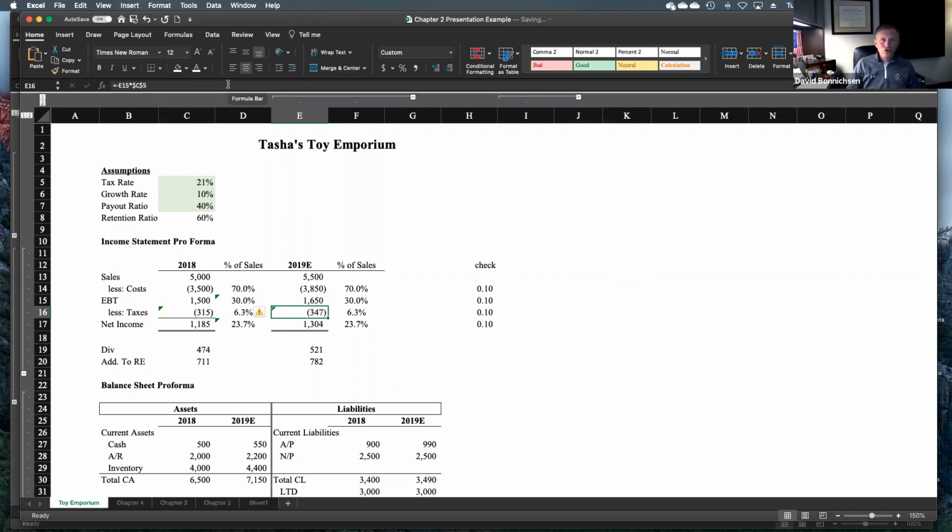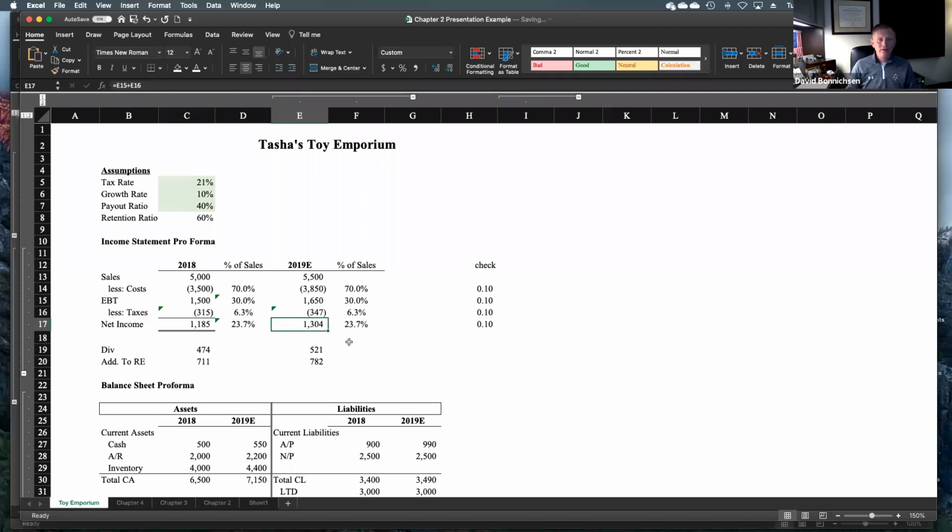So do not fall trap to that. Make sure you do the actual tax calculation. EBT times the tax rate, okay? It just so happens that because there was no depreciation or interest impact, it also moved up by 10%, all right? That's just coincidence. Do the tax calculation by itself: 21%, the tax rate, times EBT. Do not just move it up by the growth rate.